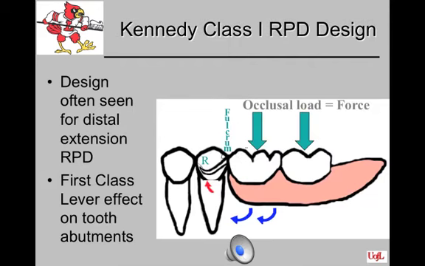In this example of the Kennedy Class 1, the fulcrum is our rest that's placed on the abutment tooth, and the clasp tooth is the resistance at that end of the direct retainer arm. The longer the arm is on the force side, the greater the force on the resistance side, which is our tooth. We strive to minimize this force on the abutment tooth by designing clasping mechanisms that create less stress on that abutment tooth.